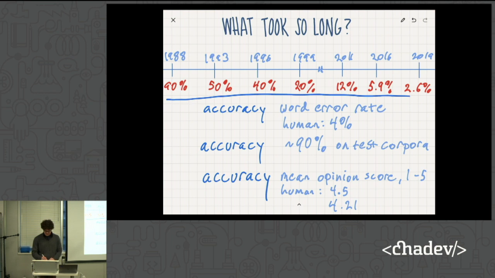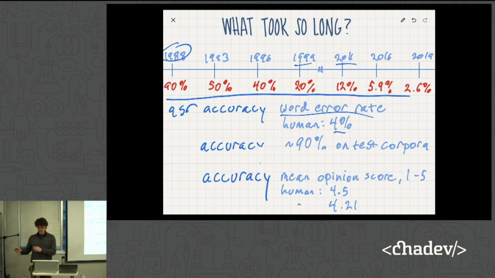This graph represents ASR accuracy. ASR accuracy is measured as the word error rate. As a human, we have a word error rate of 4%. In 1988, computers had a word error rate of 90%. As we move on through time, we got down to about 20% in 1999. Magic happens between 1999 and 2011. The magic is machine learning. Machine learning suddenly becomes a viable approach to solving natural language processing problems.